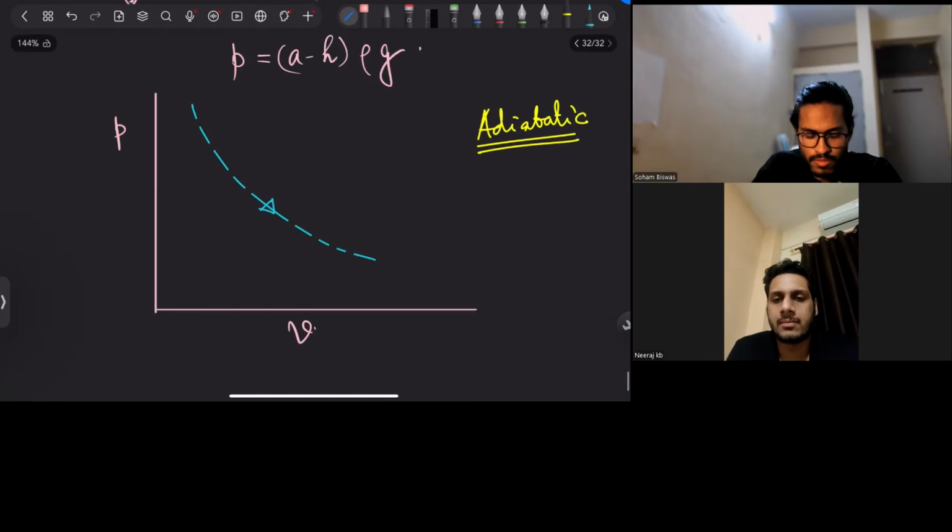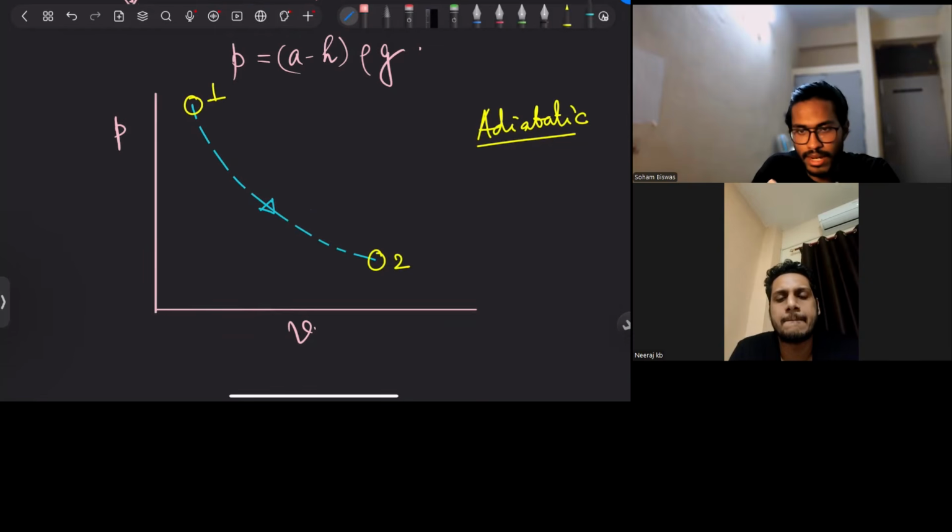So this is your P1, I mean, this is your state 1 and this is your state 2, right? So consider that this line is your adiabatic line. Now on the same graph, draw the isothermal expansion for the balloon on the same graph.